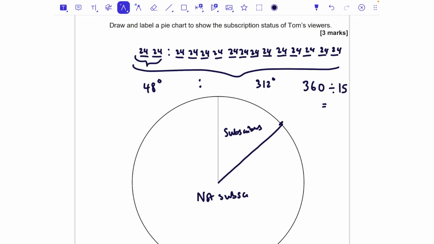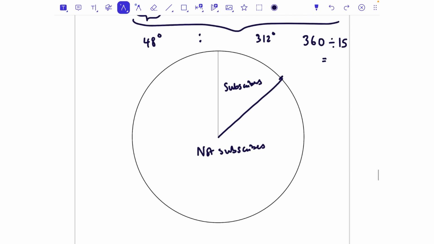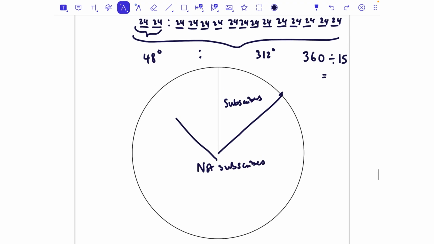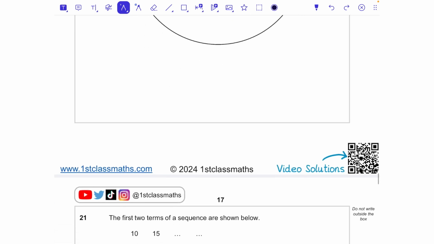If you had more than one section that you were drawing, you'd then put your protractor like this with the 0 starting where your last section just finished, but we only had 2 sections to draw there, and it should look a little bit like that. You might have gone the other way. You might have had your section there and the other section the other way, but there we go. A small section of 48 degrees for subscribers, and the rest would be not subscribers.